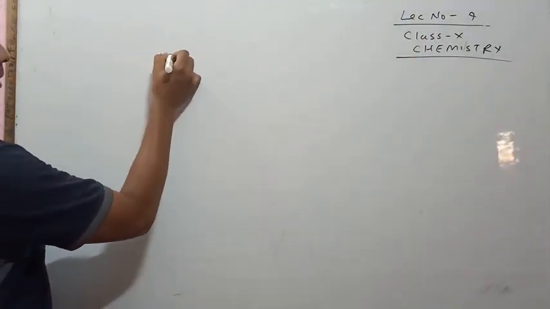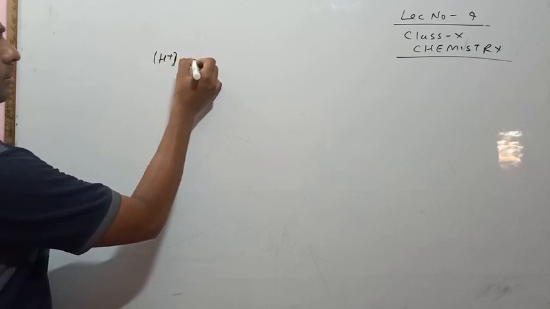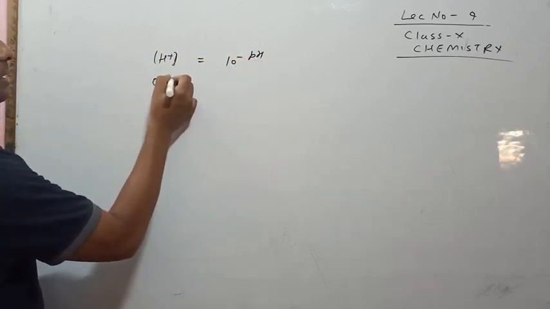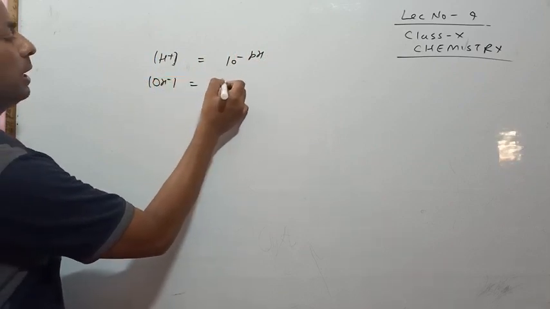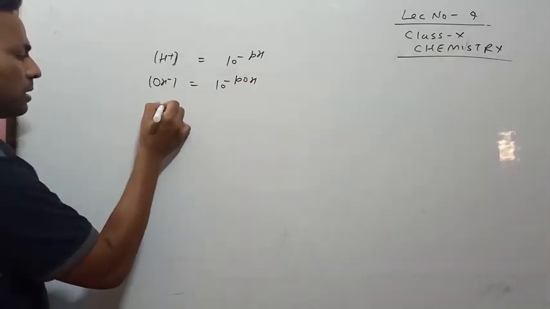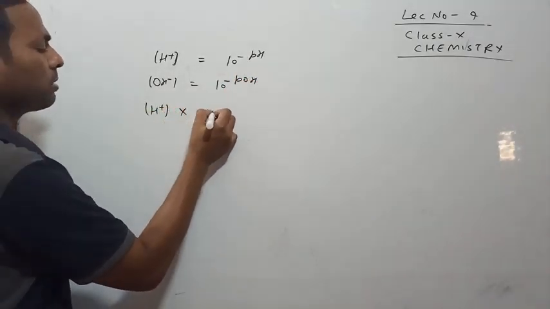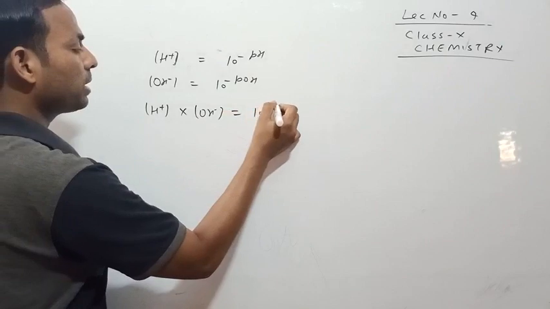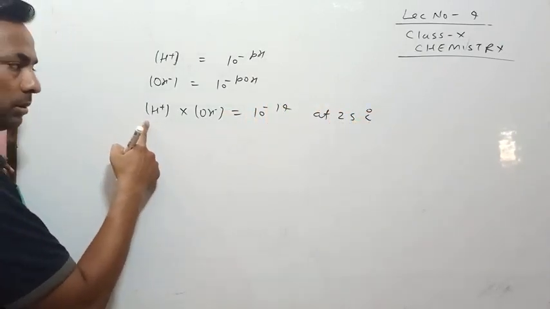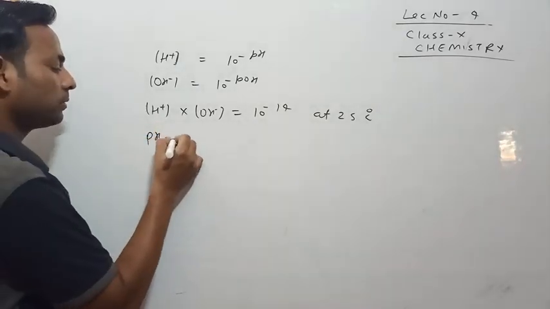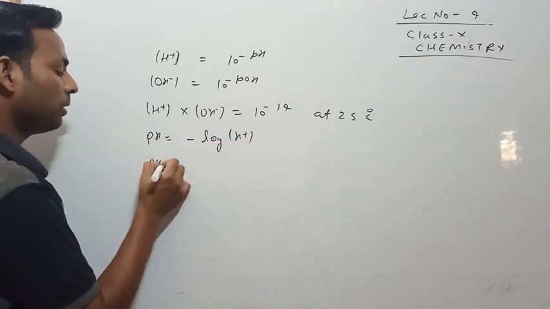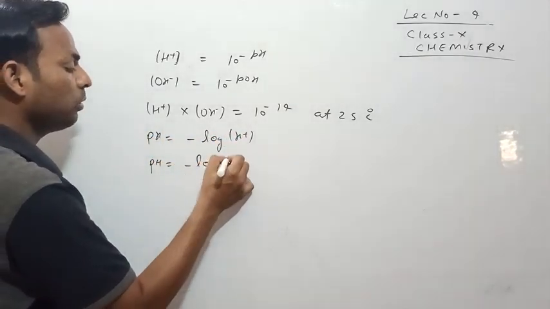You know, the concentration of H plus ion equals 10 to power minus pH. Similarly, the concentration of OH ion equals 10 to power minus pOH. Now, the H plus concentration into OH minus concentration equals 10 to power minus 14 at 25 degrees Celsius. Don't forget. Now, pH equals minus log H plus concentration or pH equals minus log H3O plus ion.